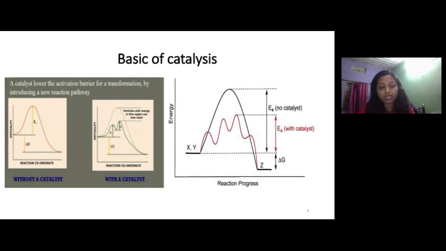We all know activation energy, we have got in thermodynamics. Actually, the minimum energy required for a reactant to convert into products is called activation energy, and catalyst decreases the activation energy by introducing a new pathway.